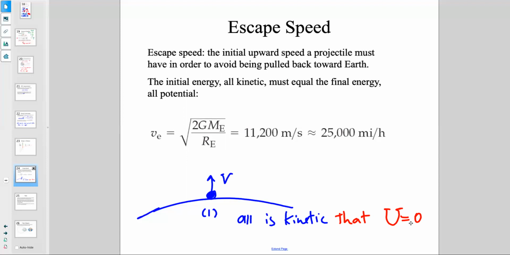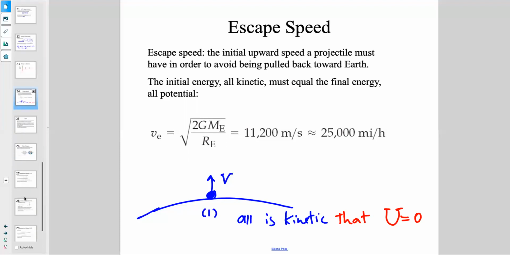For Earth, that's the value you need, 2GM_E over R_E, which will give us 11,200 meters per second you need to leave the gravity of the Earth, or 25,000 miles per hour. So that's the minimum requirement here.